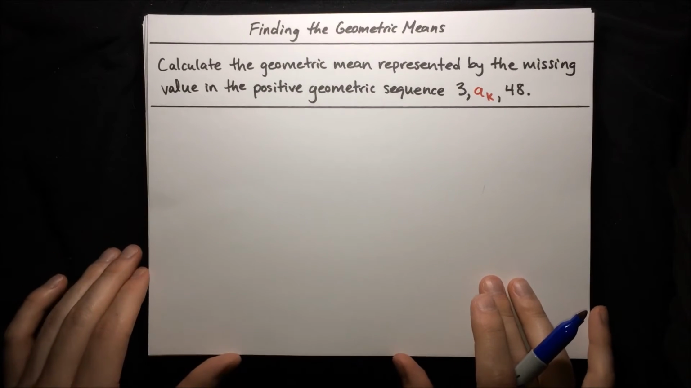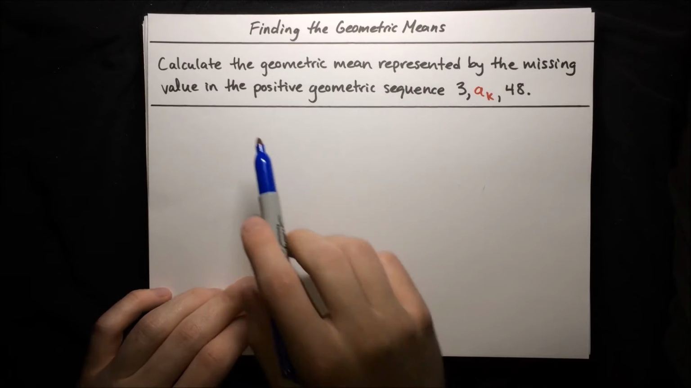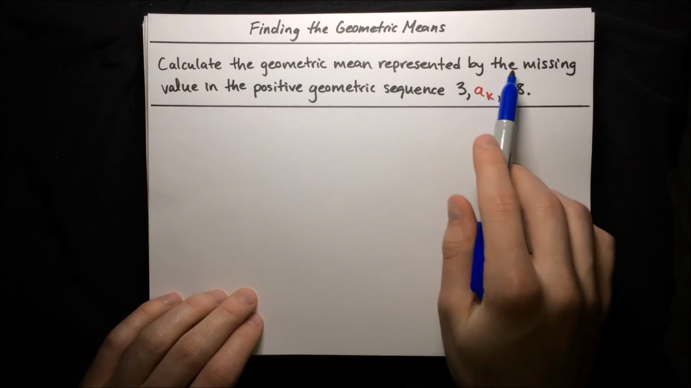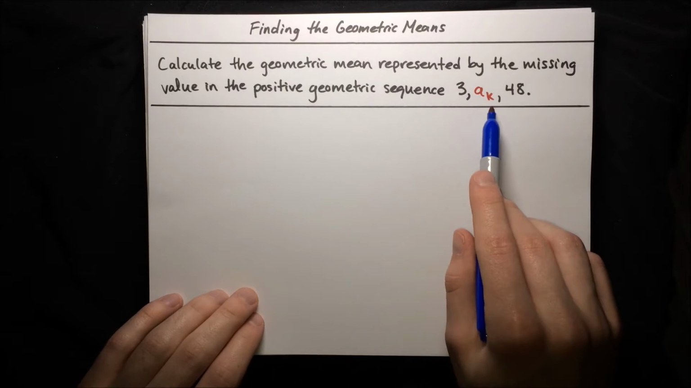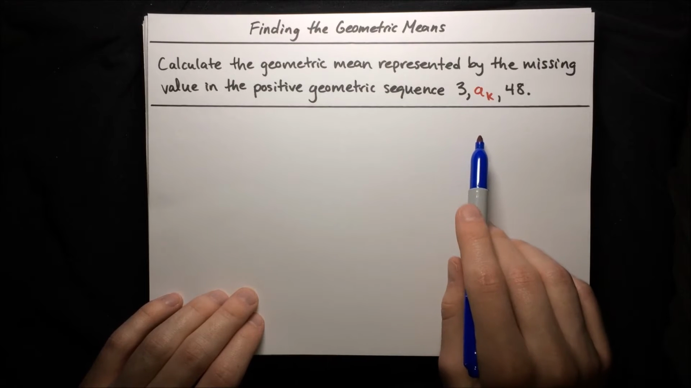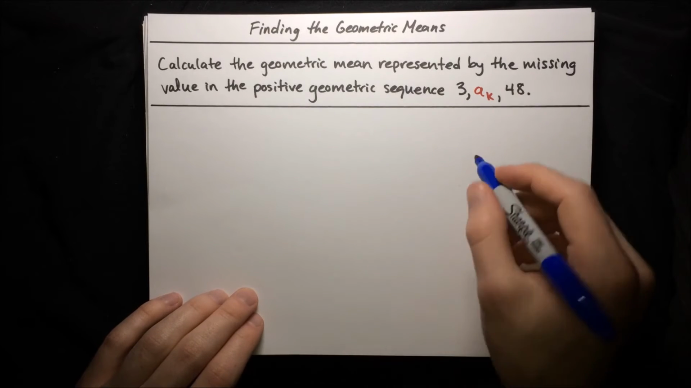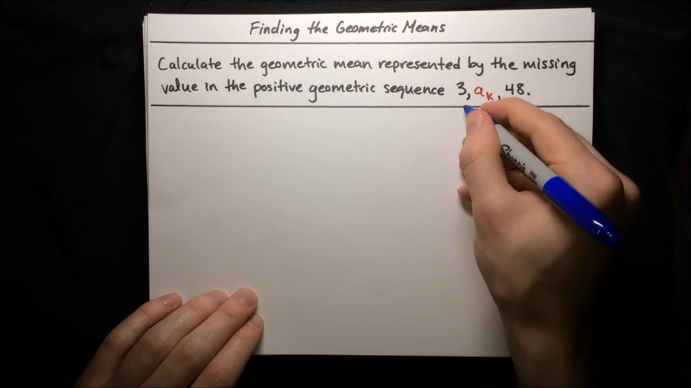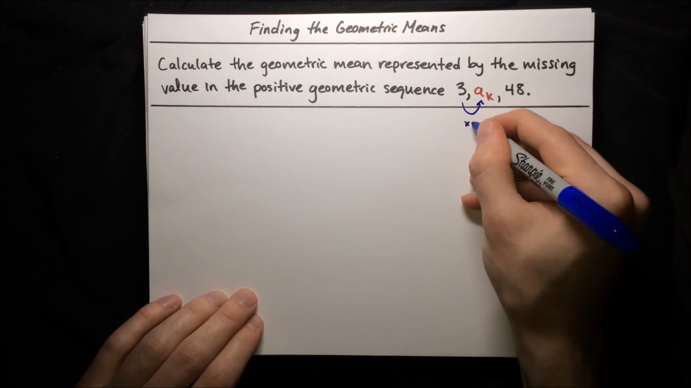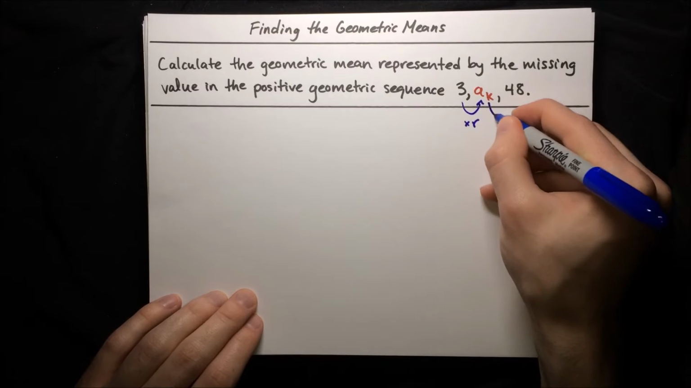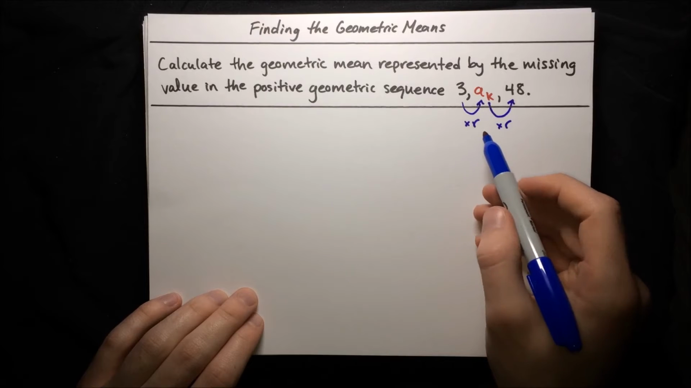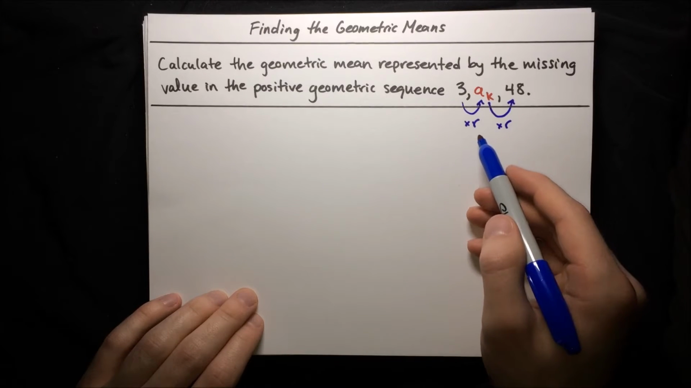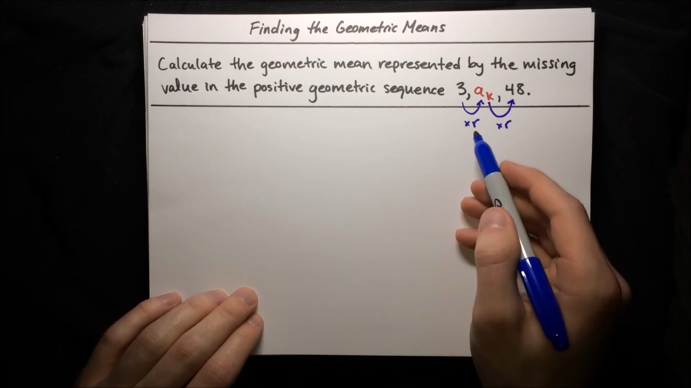So here's a problem that's pretty similar to the previous one. Again, we want to calculate the geometric mean represented by the missing value in the positive geometric sequence 3, ak, that's our missing value, and 48. Since this is a geometric sequence, to get to the next term, we just multiply by r. So 3 times r makes ak, and then ak times r makes 48. But this time, we don't know any consecutive numbers, so we can't just simply divide them to get r like we did last time.